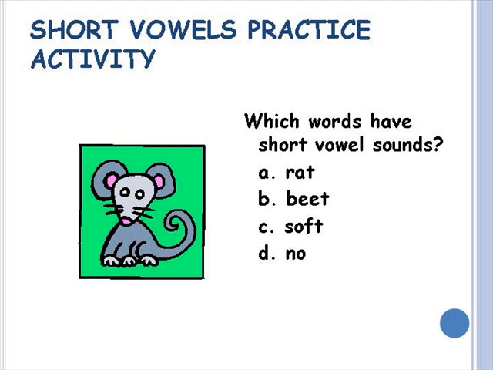Short vowels practice. Which words have the short vowel sounds? Rat has the short A sound and soft has the short O sound.